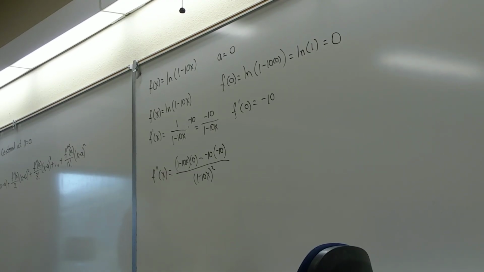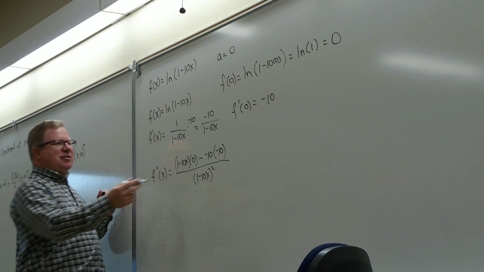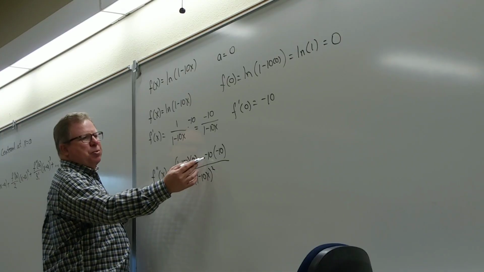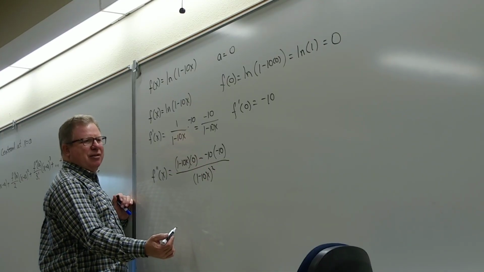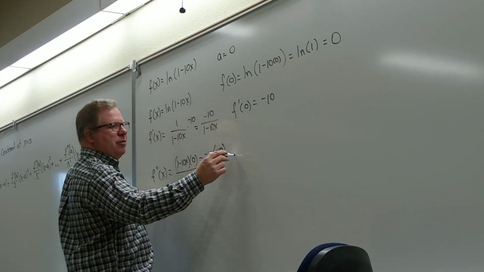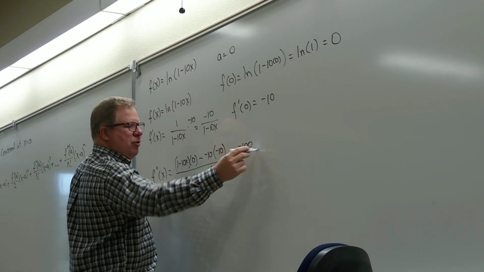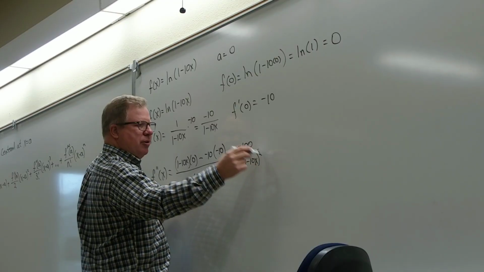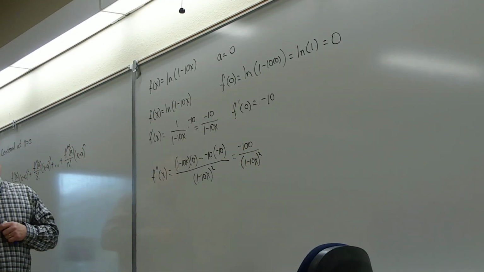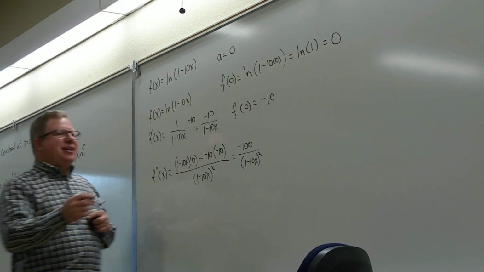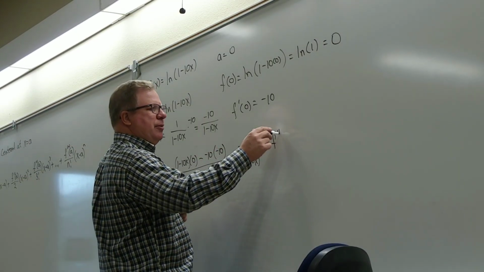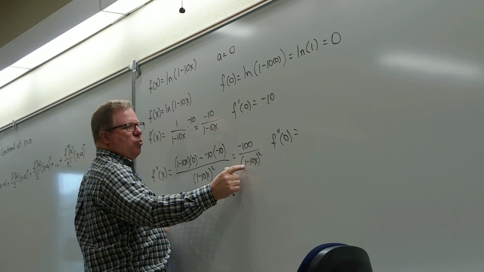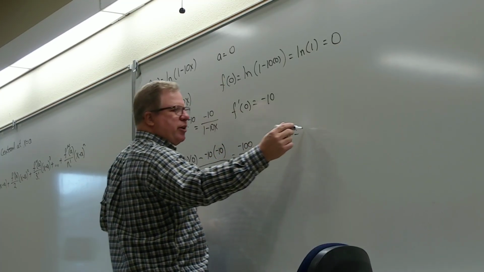See it now? All right, so 0 times that's going to be 0. We have 3 negatives there, so it's going to be negative 100 over this denominator. That's good enough. So if we evaluate that at 0, 10 times 0 would be 0, 1 squared is 1, it's just going to equal negative 100.